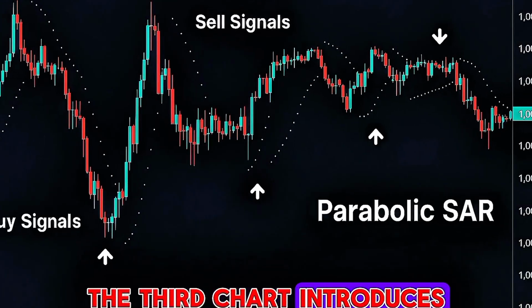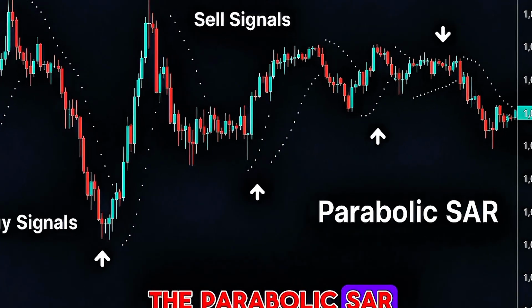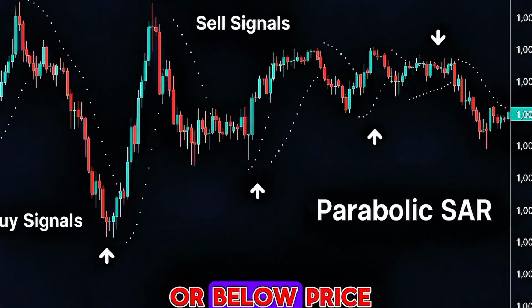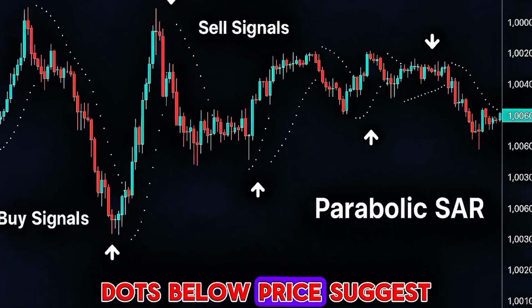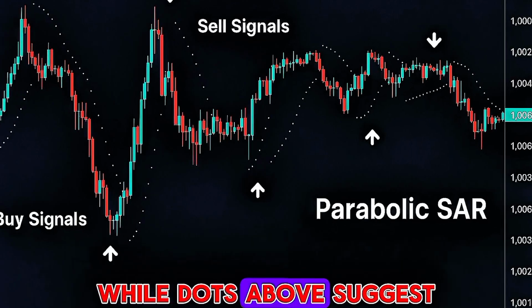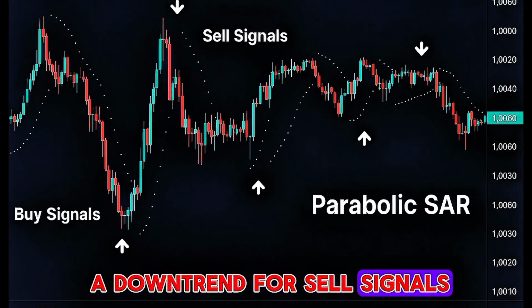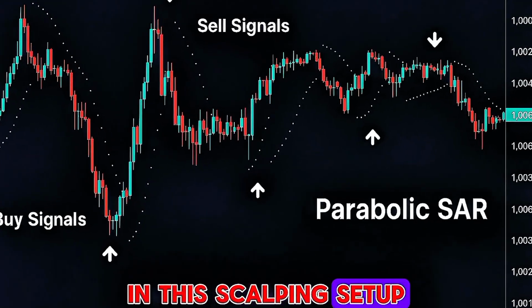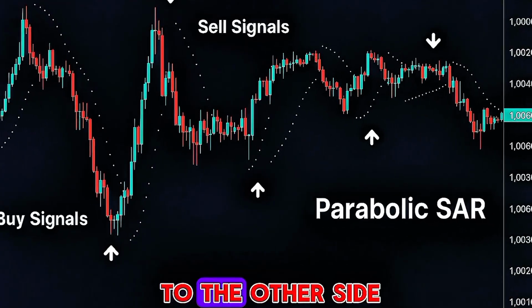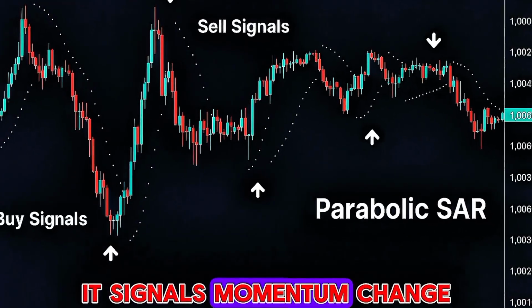The third chart introduces the Parabolic SAR, a trend-following indicator that plots dots above or below price. Dots below price suggest an uptrend and generate buy signals, while dots above suggest a downtrend for sell signals. In this scalping setup, the key is to enter at the dot switch point. When the dot flips to the other side, it signals momentum change.